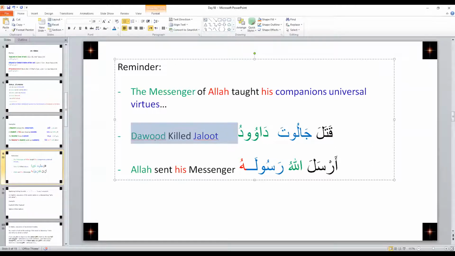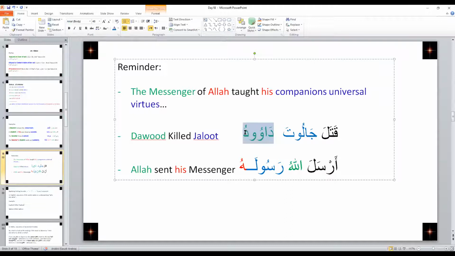And it still has this meaning: Dawood killed Jalut. You can also move this Dawood here, and so we will say Dawudun Qatala Jaluta, and still Dawood killed Jalut. So this Dawood will still be the doer as far as it has the dhamma or Rafa status, and Jalut will still be the done to as far as it is having the a sound. This is a very important thing about Arabic, okay?